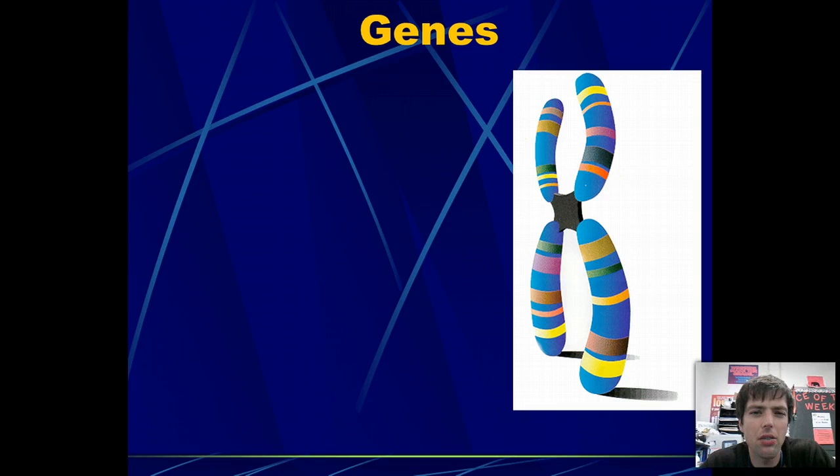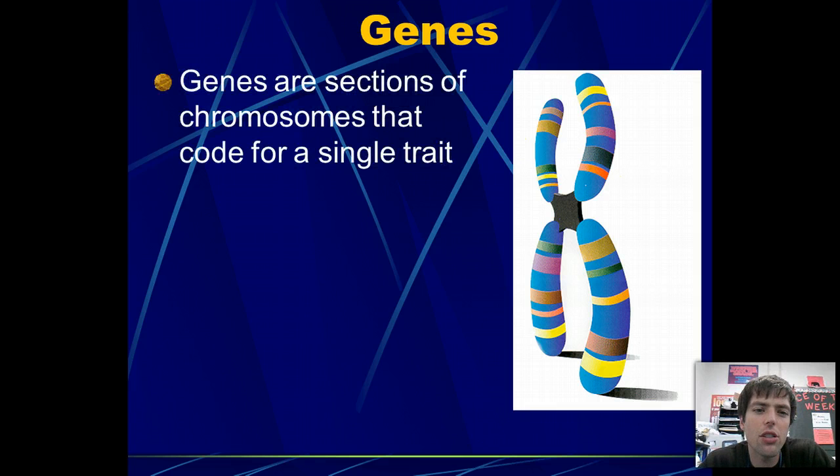So now let's talk about genes. Now, genes are sections of chromosomes that code for a trait. And if you're thinking about chromosomes as an encyclopedia, this would be like if you opened up the encyclopedia and read different articles. Those articles represent the genes.